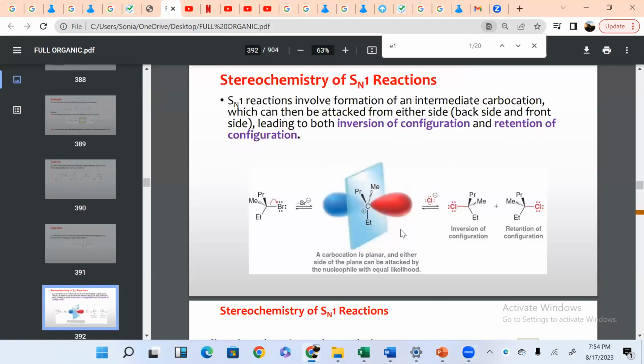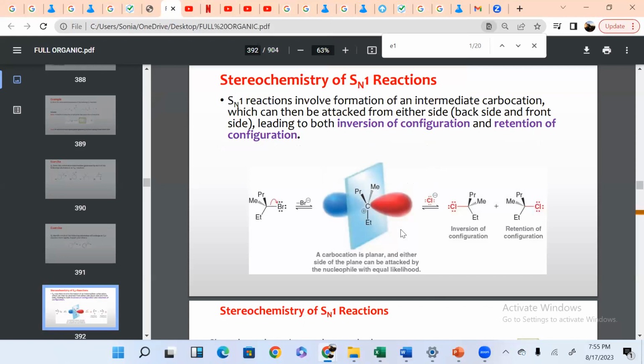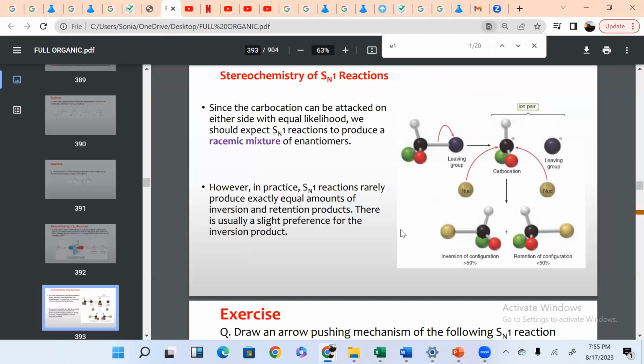So I think we can understand why this would undergo an SN1 reaction more rapidly. So for stereochemistry, SN1 usually involves of course the intermediate carbocation, which we have said a lot. It can be attacked from either back or front, leading to either inversion of configuration or retention of configuration. And because either can happen, because it's planar, the reaction usually produces a racemic mixture of enantiomers.